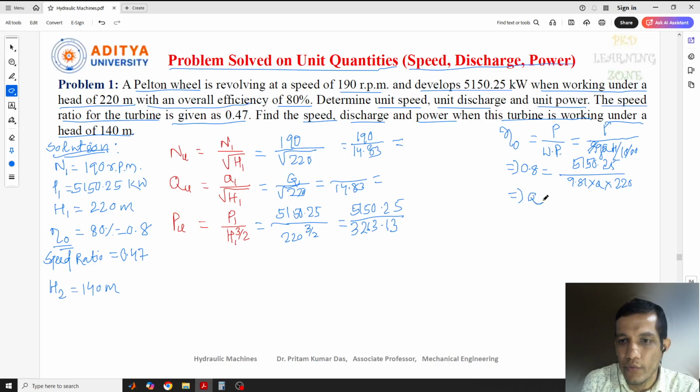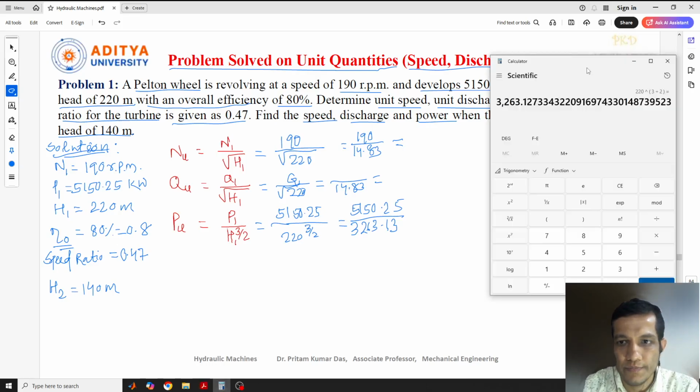So I'll take this Q here and put the remaining value here: 5150.25 divided by 9.81 into 0.8 into 220. So we'll find out the value of Q1. Here I can write Q1, H1, P1. So this value we can mention, so that we'll get the value of Q1 here. Let's solve this problem.